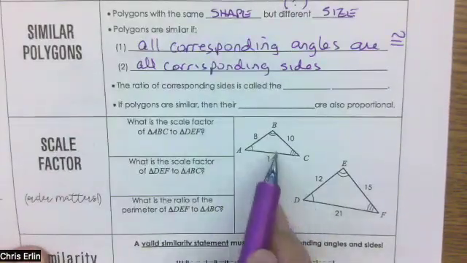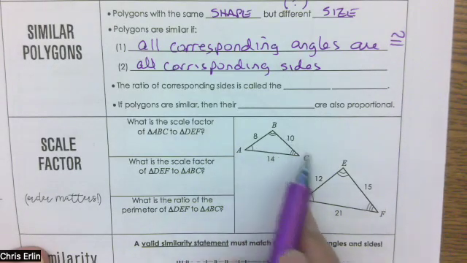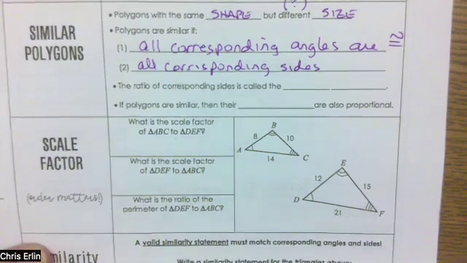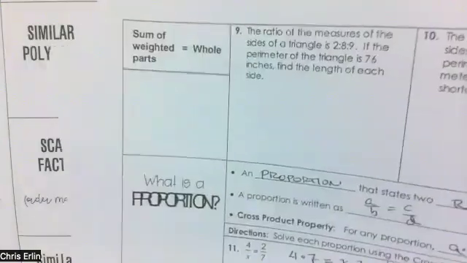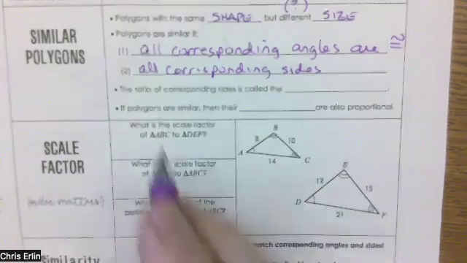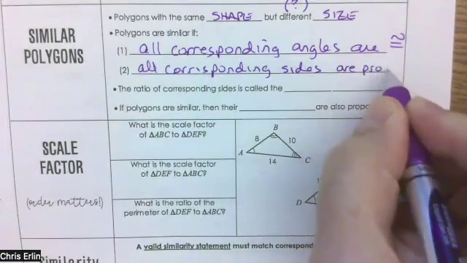Like, look at this example. These are a pair of similar triangles. The sides won't be congruent, will they? Any guesses what we might find in the relationship in the sides? Good. Or they're proportional, right? All corresponding sides are proportional.